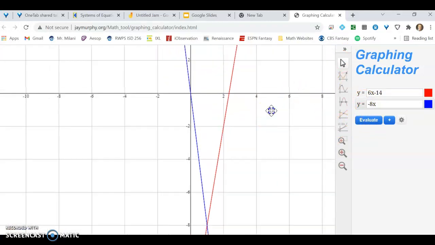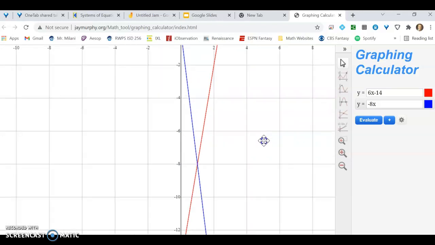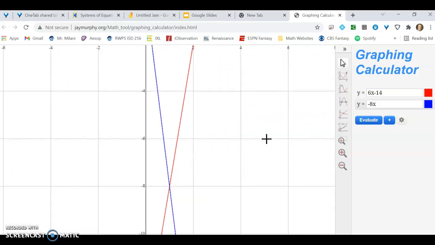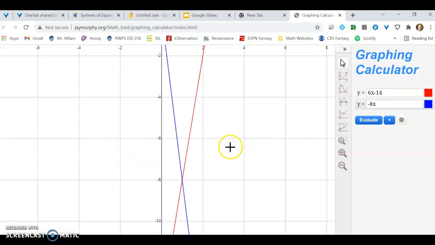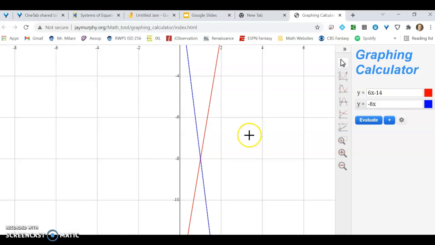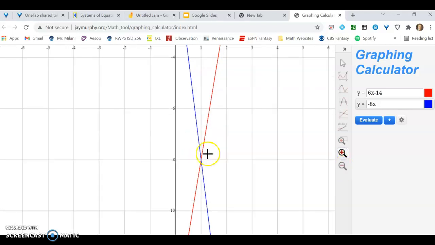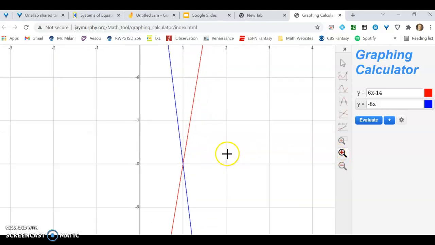We can't see where they cross yet, but you can move this around. You can click and drag. It'll move you around. You can zoom in and out if you have a mouse with you or with your pad. Or you can just hit the plus and minus button and then just start clicking and it'll do that for you.